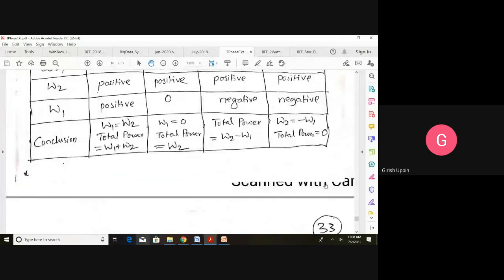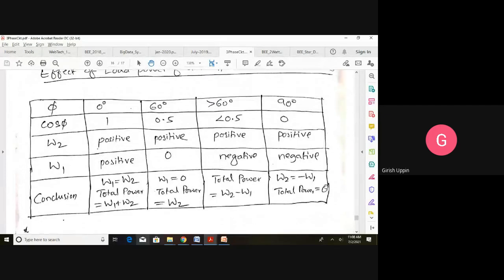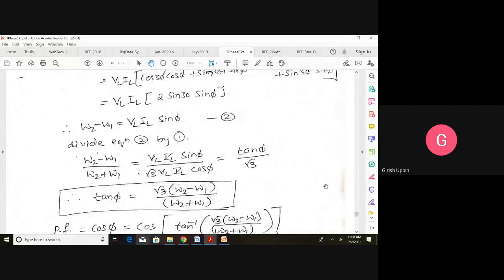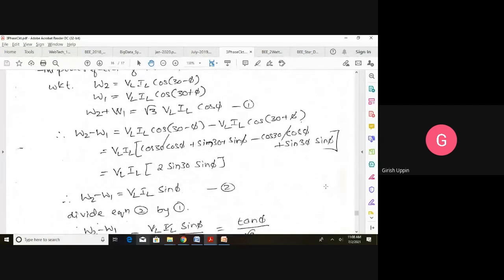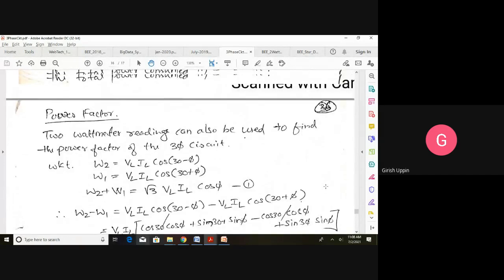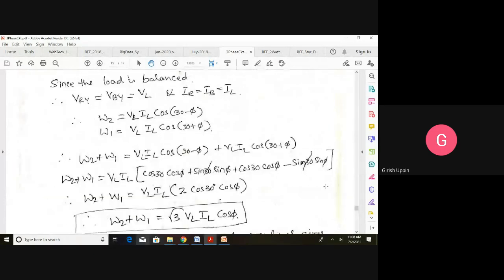Okay, so that is the important thing we looked into, and we will solve some problems based on the three phase load connected in star and delta, and also problems based on this particular concept, that is the two wattmeter reading problems.